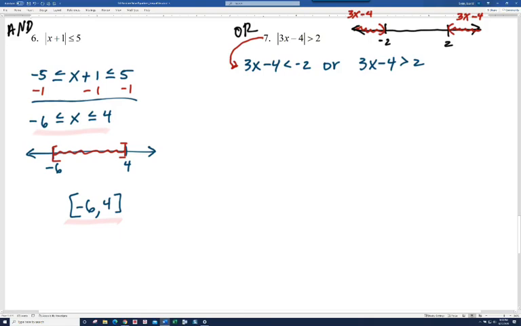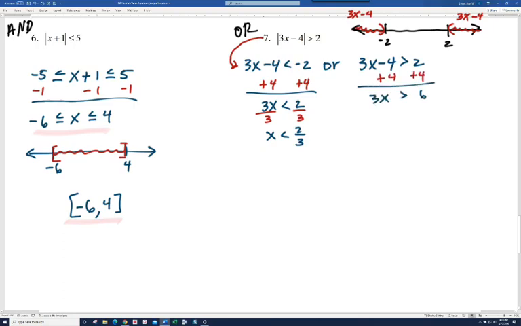All right, so then we can solve each of these separately. When we add 4 to both sides here, we get 3x is less than 2. We'll divide by 3, and we get x is less than 2/3. On the other side, 3x minus 4 is greater than 2. We'll add 4 to both sides. We get 3x is greater than 6. And if you divide by 3 on both sides, you get x is greater than 2. So again, this is an OR statement. X is less than 2/3, or x is greater than 2. So again, we got what we expected.